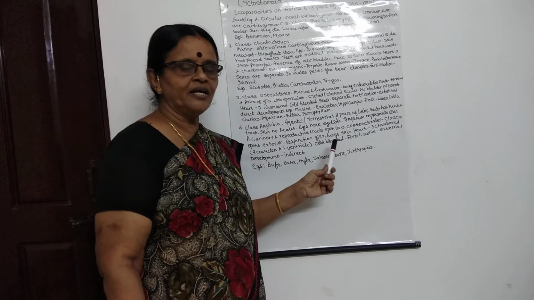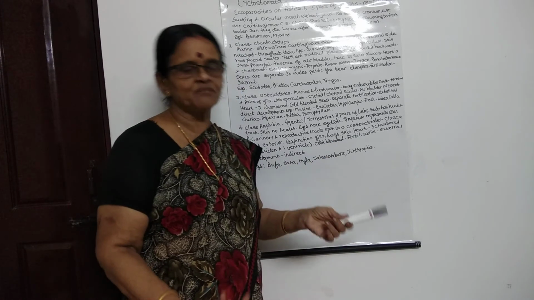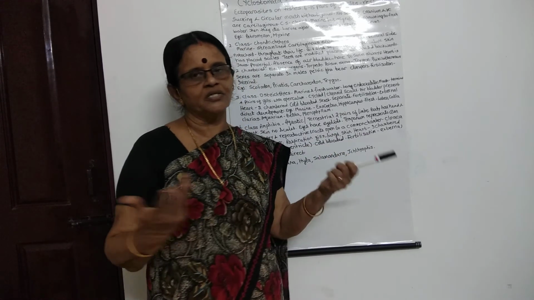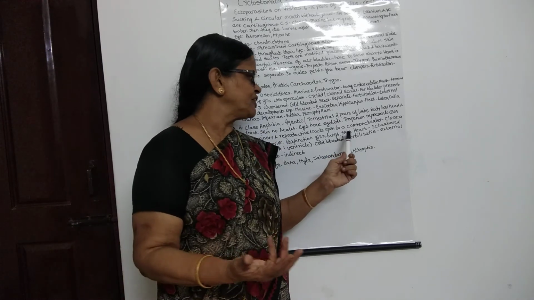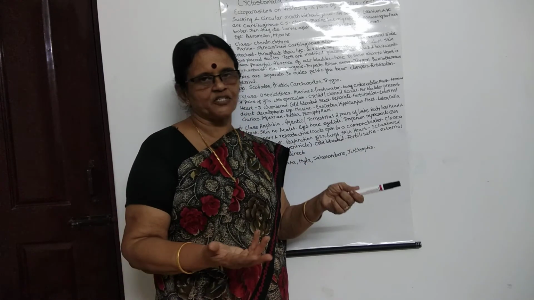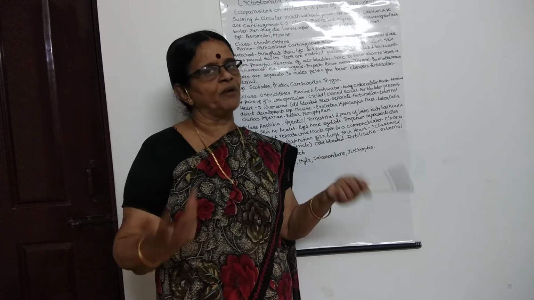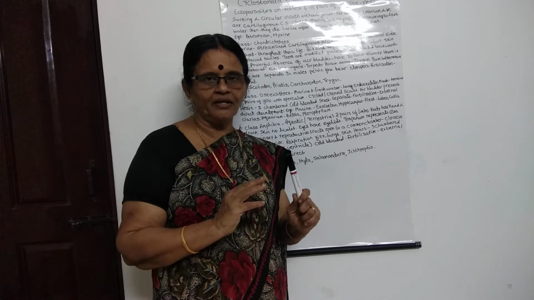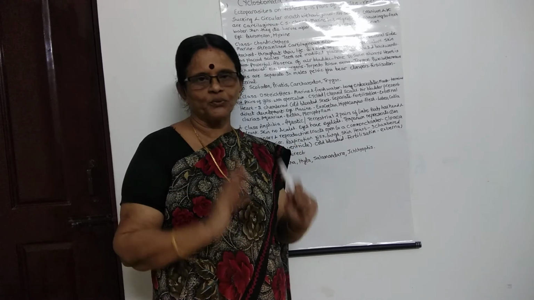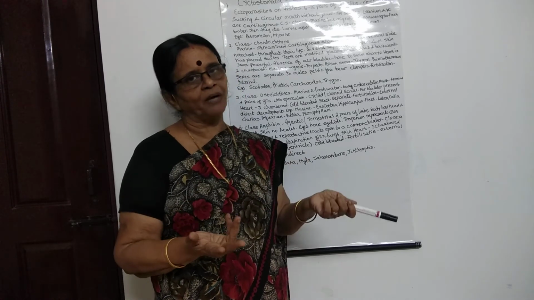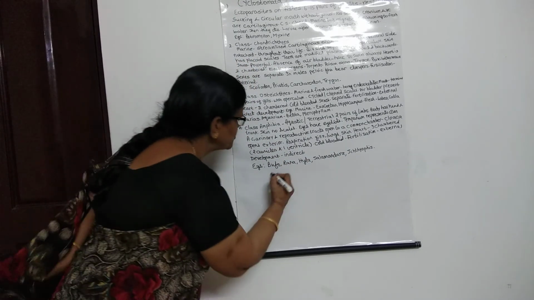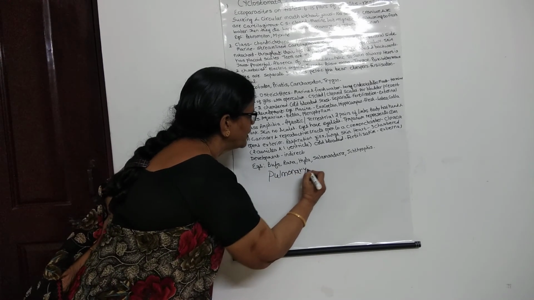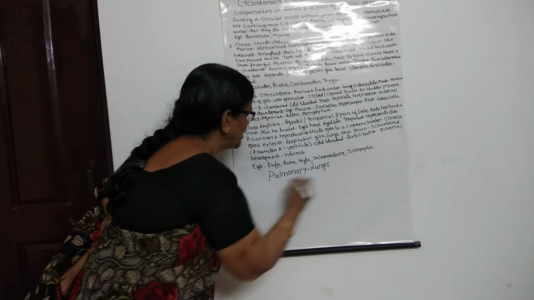Then their respiration is by gills, sometimes by lungs, sometimes by skin, sometimes by mouth. If it is by mouth, it is called buccal respiration. If it is by skin, it is called cutaneous respiration. If it is by lungs, it is called pulmonary respiration. So these are the three. Pulmonary means it is through the lungs.